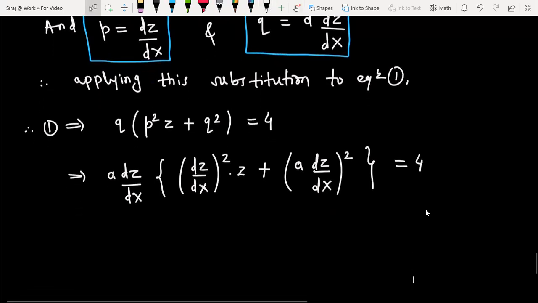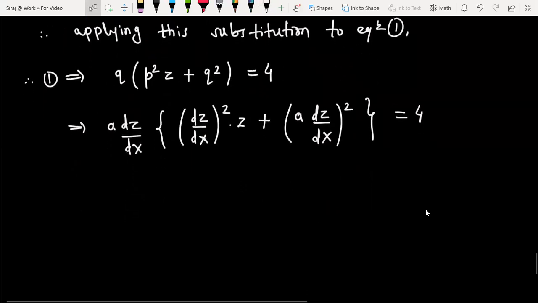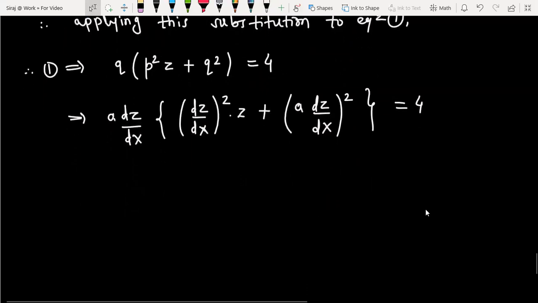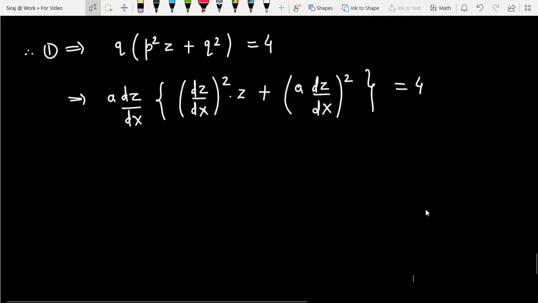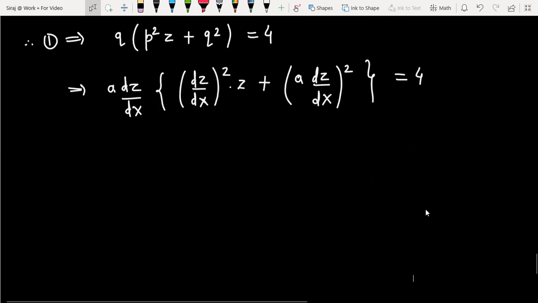Now, after applying this substitution, we have written that the given differential equation will be converted into an ordinary differential equation of first order and first degree, which we have to solve by using the variable separable method. Now we have to solve it by the variable separable method. One thing is clear: this equation is converted to an ordinary differential equation because the operator is d by dx now. Okay, so we have to convert it into variable separable form.